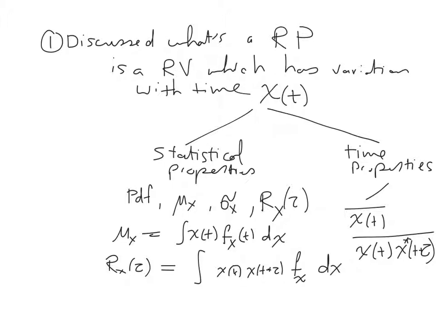So now we have what? We have on the left side statistical properties. On the right side, time properties of your random variable. By the way, does everyone know how to calculate this? X of t average and x of t times x conjugate of t plus tau average over time? How do you calculate this?